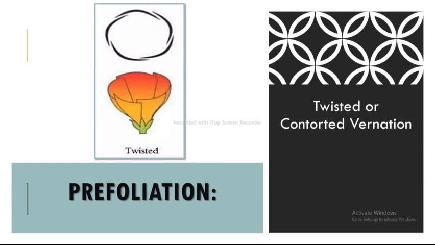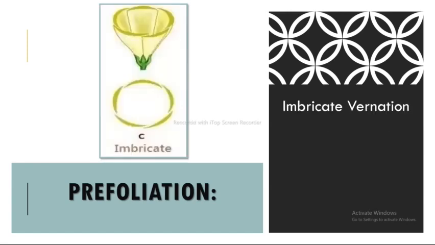In this case, it is also called twisted or contorted vernation, and it includes the flowers whose sepals or petals are organized in such a way that the one edge overlaps the next edge inside. Thus, they regularly overlap the neighboring members on one side. The examples are flowers of the hibiscus, ladyfinger, and cotton, as shown in the figure.